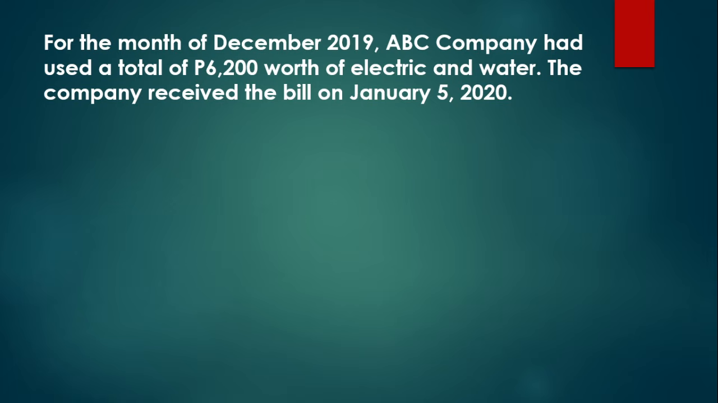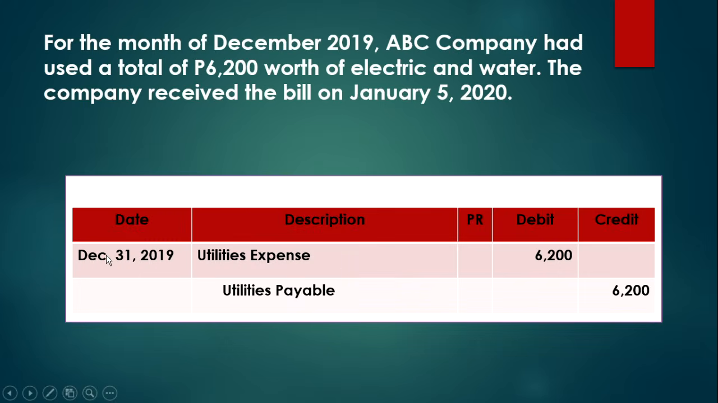Since this is December 31, we will record December 31, 2019, ang debit natin ay utilities expense. Of course, expense na yan. Bakit siya utilities? Electric and water are considered utilities. So, para madagdagan ng expenses, dinedebit siya. Since hindi pa naman siya nababayaran, we will have utilities payable, which is credit 6,200.